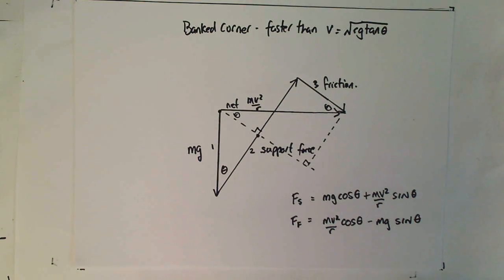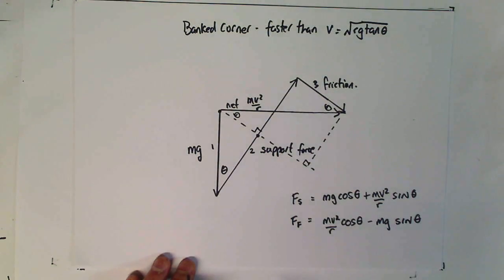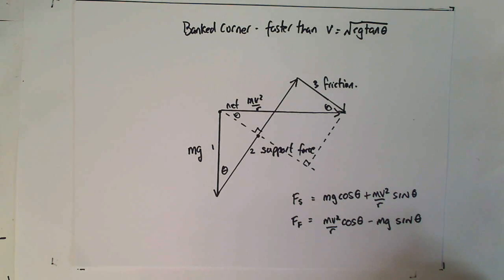So a tricky little problem. You needed to come up with a diagram in the first place, and then you needed to think up a little bit of geometry to solve the components in the easiest way possible. Like I said, for a challenge, try and do banked corner slower than v.